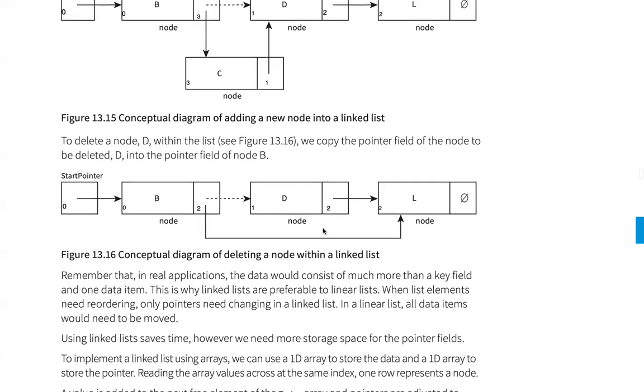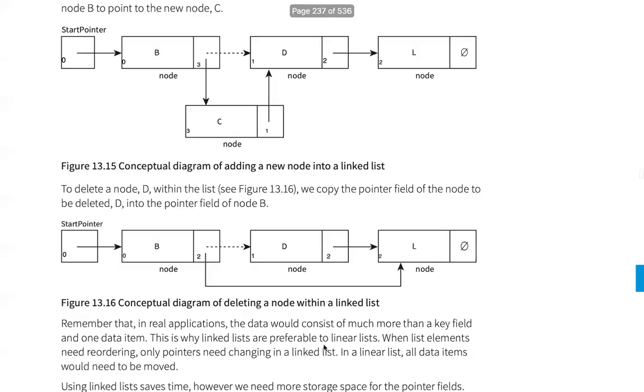Similarly, if I want to delete a node from in between, what I can do is copy this value here and paste it here, allowing this node to directly point towards this node, and thereby eliminating this node in between. So this is how your linked lists work.